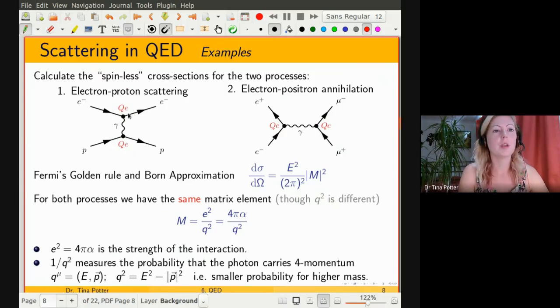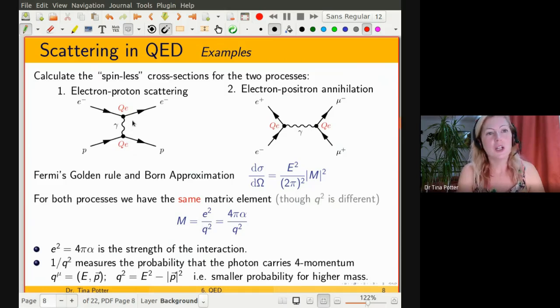So what we're going to do to calculate these cross sections, we're going to use Fermi's golden rule and the Born approximation here to calculate the differential cross sections. So we're going to need the matrix element here. For both examples here, the matrix element looks the same. We have our factors of E squared for both of our diagrams, and then the propagator at the bottom will be Q squared minus M squared. The mass of the photon there is 0, so it's just Q squared.